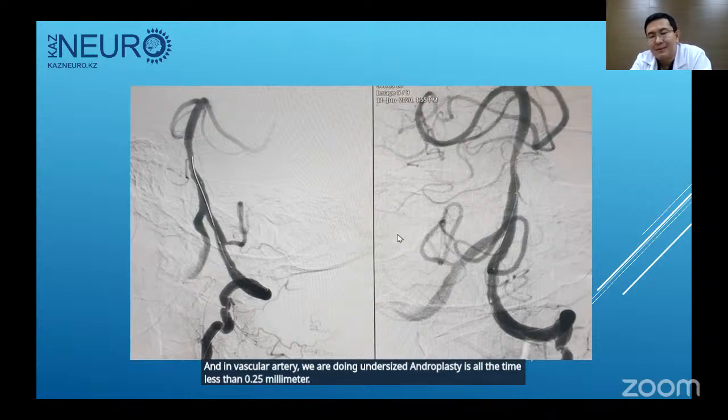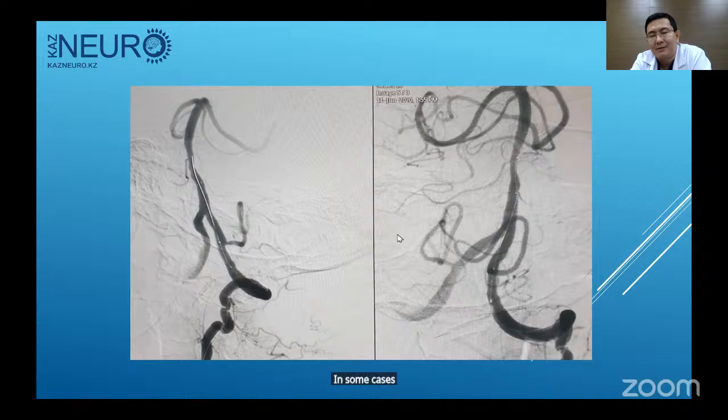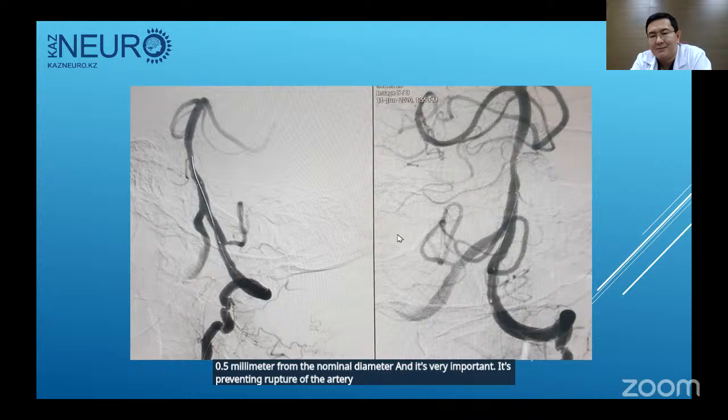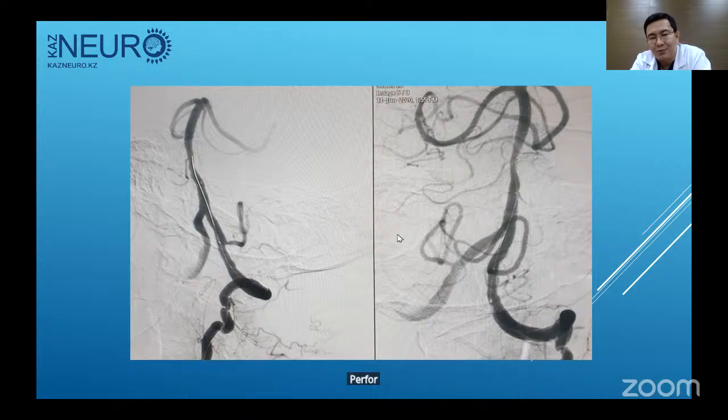It's all the time less than 0.25 millimeter. In some cases, we are leaving 0.5 millimeter from the nominal diameter, and it's very important. It's preventing rupture of the artery. In some cases there are calcified plaques, and most of the time they could be ruptured and may cause bleeding. And it's also prophylaxis of perforating branches occlusion.